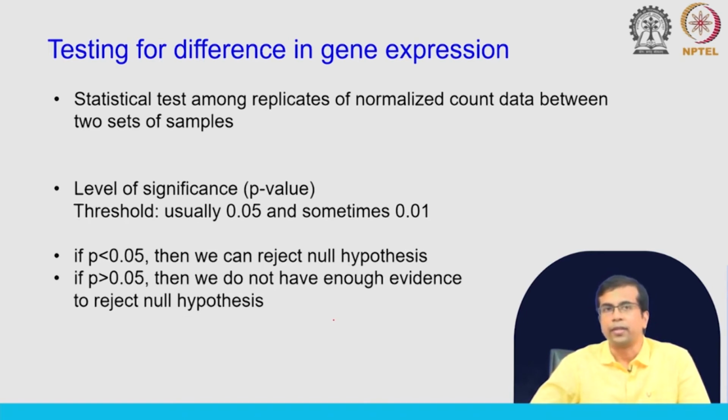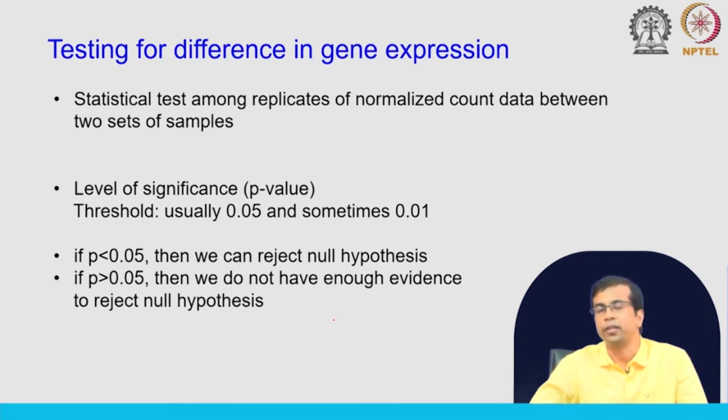So, if p is less than 0.05, then we can reject the null hypothesis. If p is greater than 0.05, then we do not have enough evidence to reject the null hypothesis, right. So, this is standard hypothesis testing. Now, when we reject the null hypothesis, what does it mean? It means that the gene is differentially expressed. Okay. So, the null hypothesis was that there is no difference in expression of gene I between these two sets of samples. When you reject the null hypothesis, it means that is actually not the case, right.